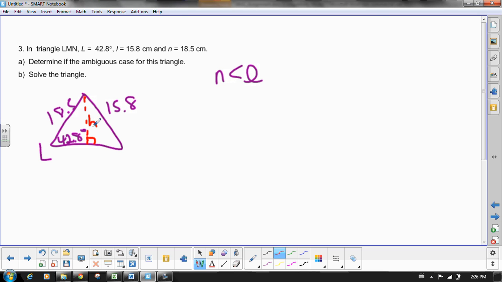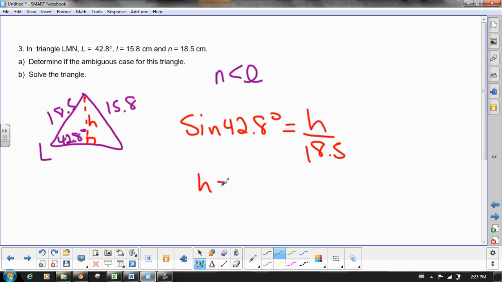So when I create the height, I'm making a right triangle. So I know that the sine of 42.8 degrees, oh, I don't need that line right there. Of course, the whole thing goes away. So we have the sine of 42.8 degrees is going to equal h over 18.5. So h equals 18.5 sine of 42.8 degrees. So h is about 12.6.